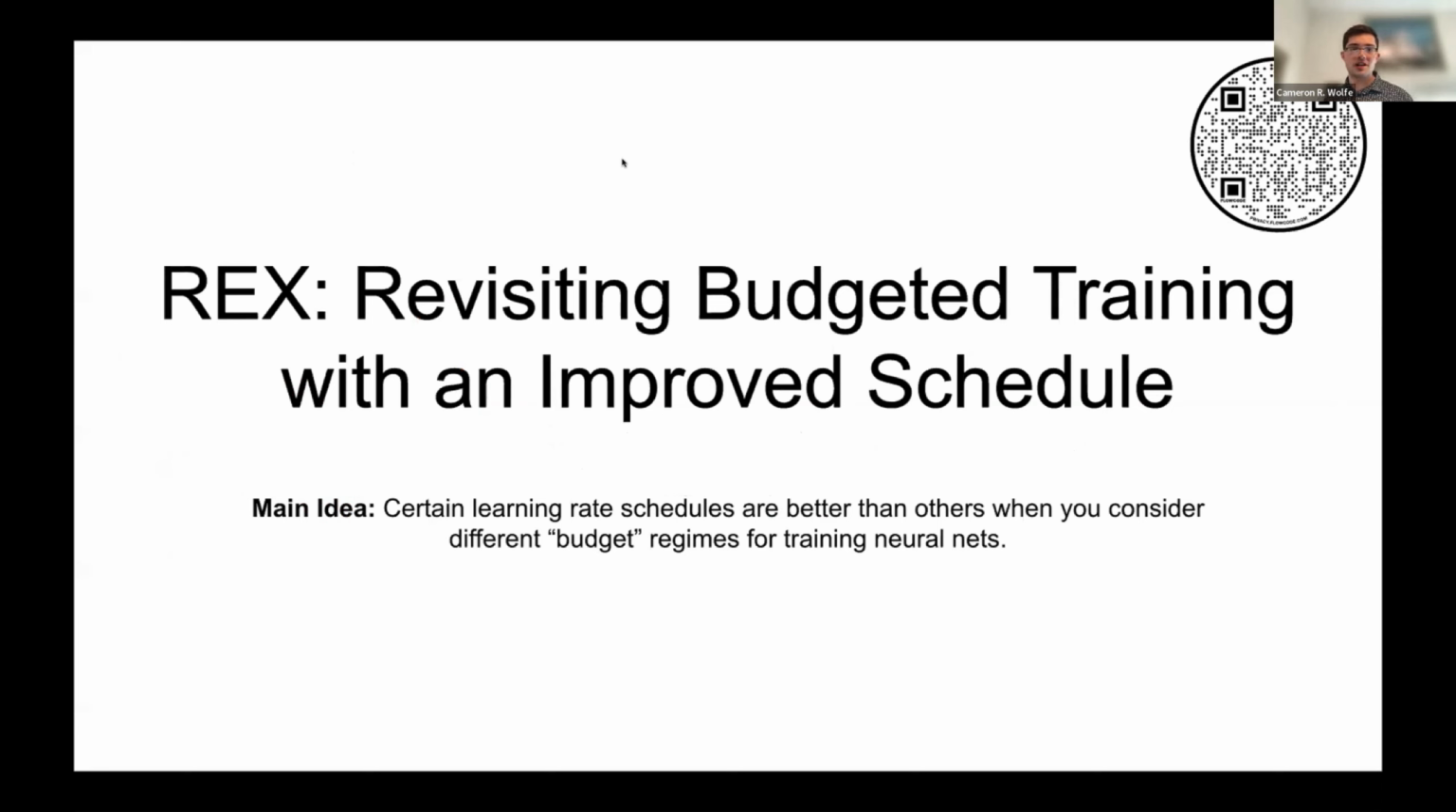The work in particular that we'll be overviewing here is a paper that I wrote with Rice. It's called REX. The idea behind it is that when we consider different budget settings for training a deep neural network, certain learning rate schedules actually work better than others. So this portion of the talk will be focused on that particular topic.